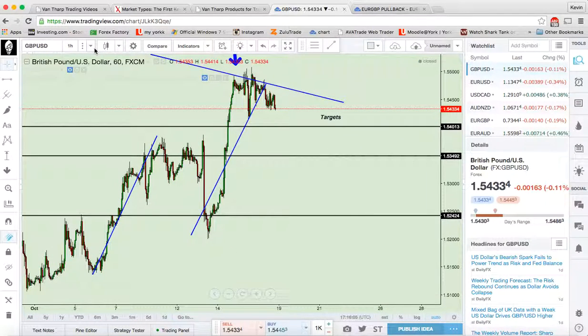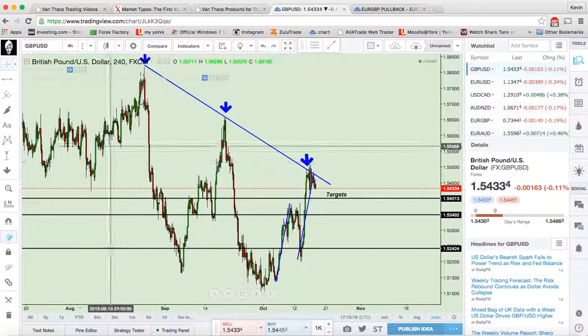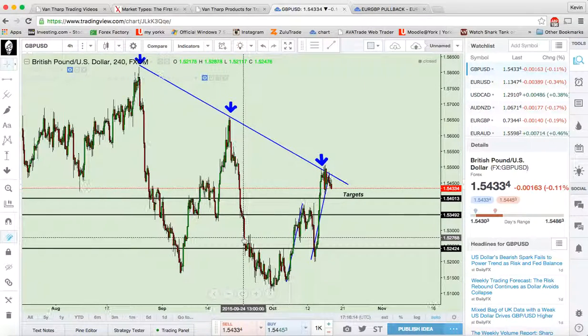So this analysis is pretty simple. Nothing to it, just a trend line and an ABCD trade. So my targets are right here.